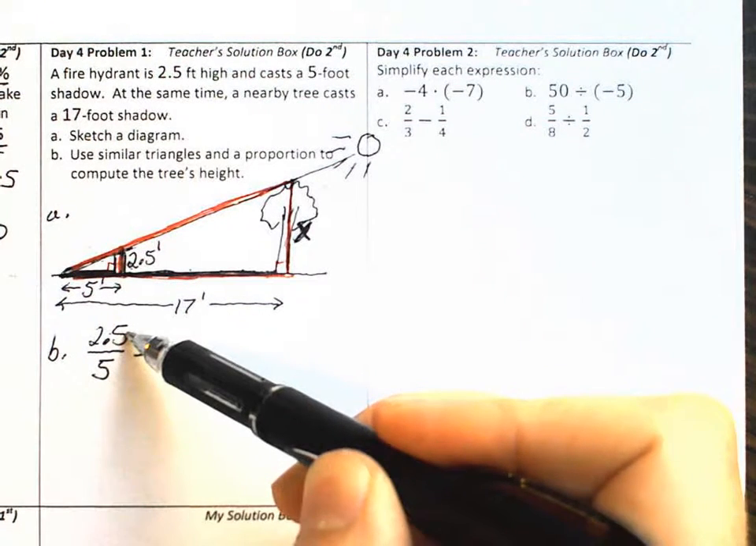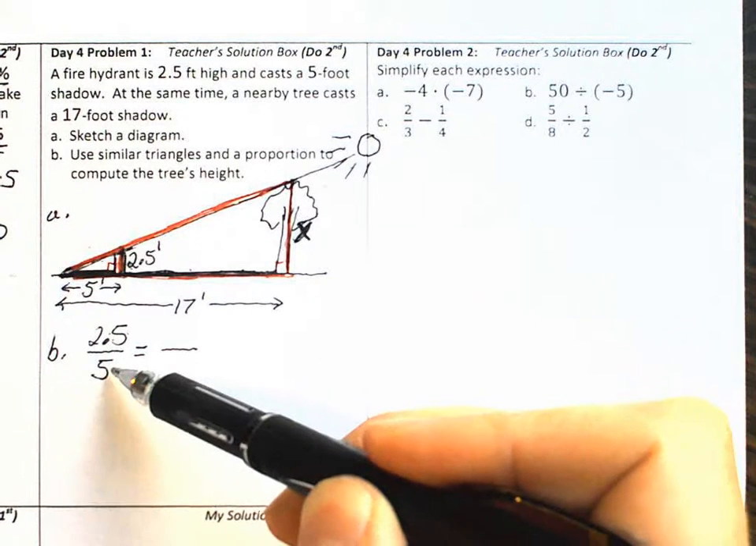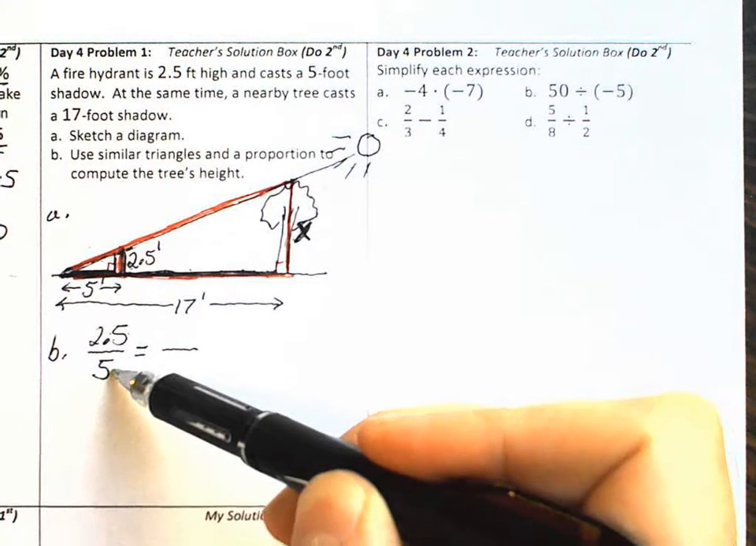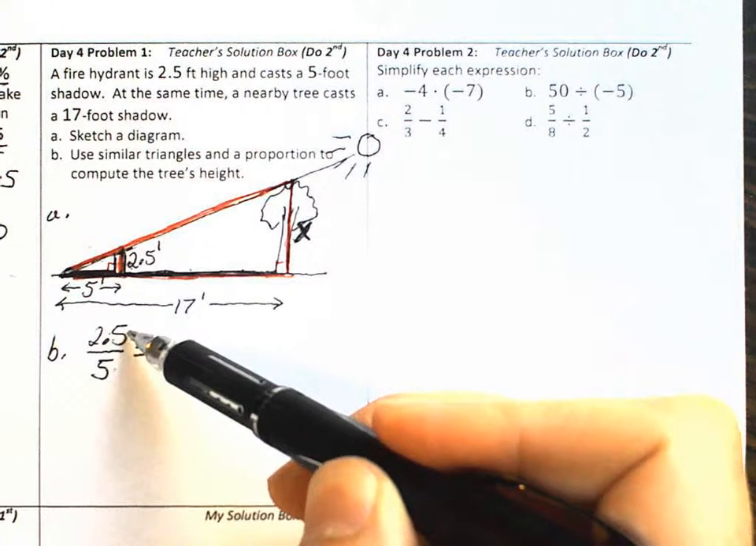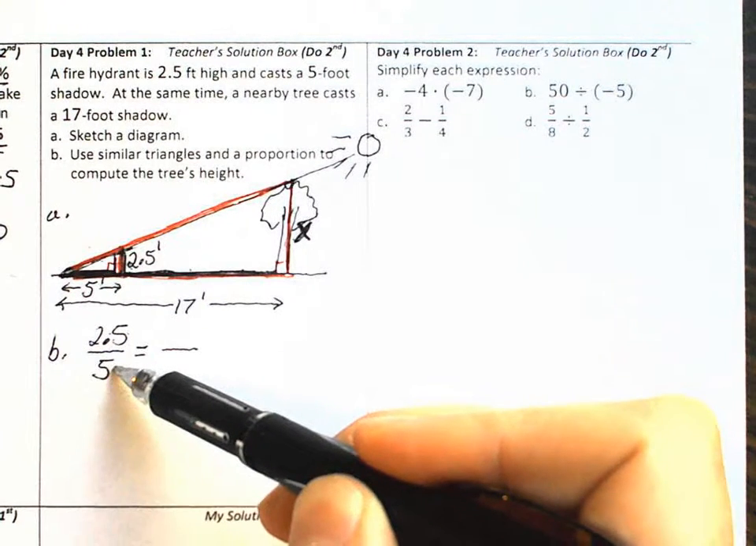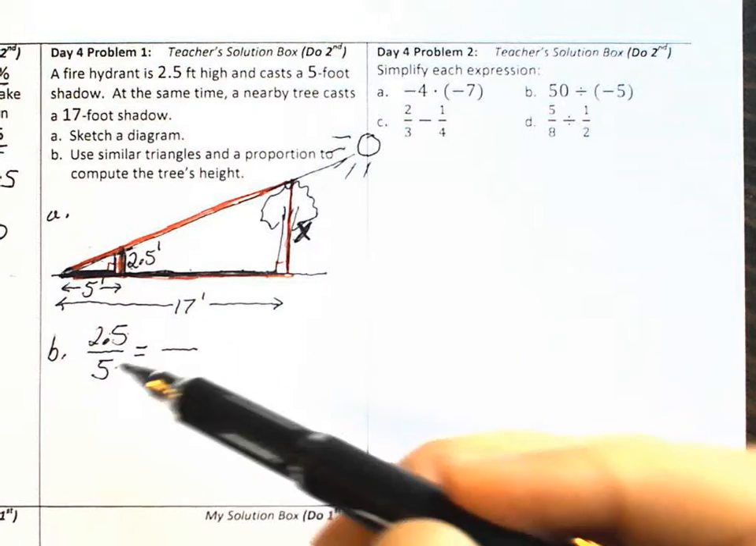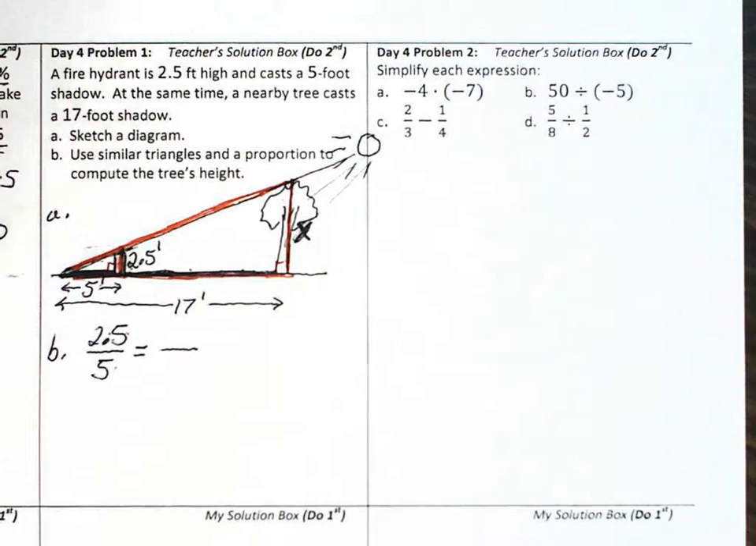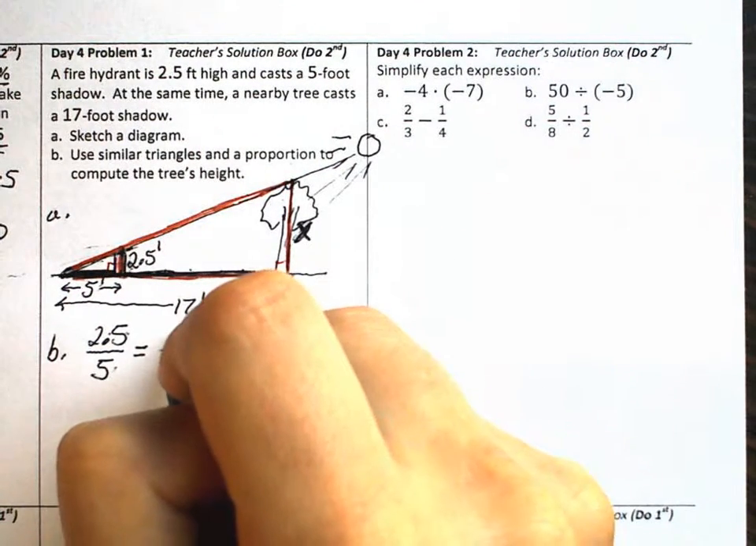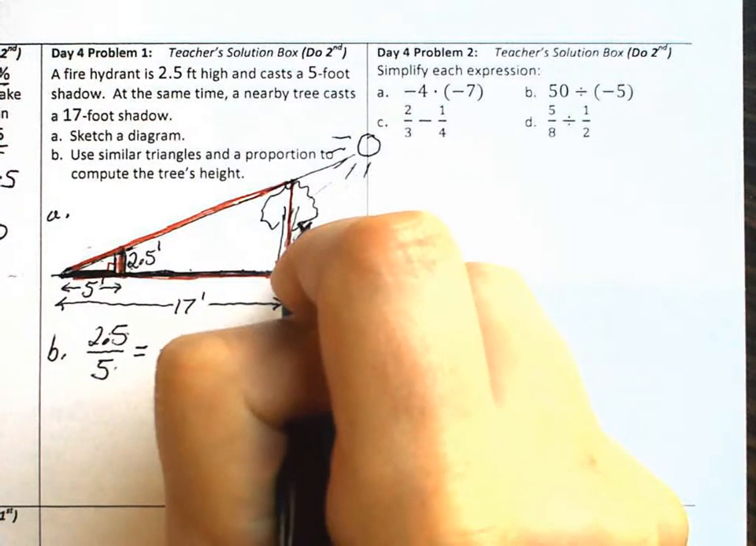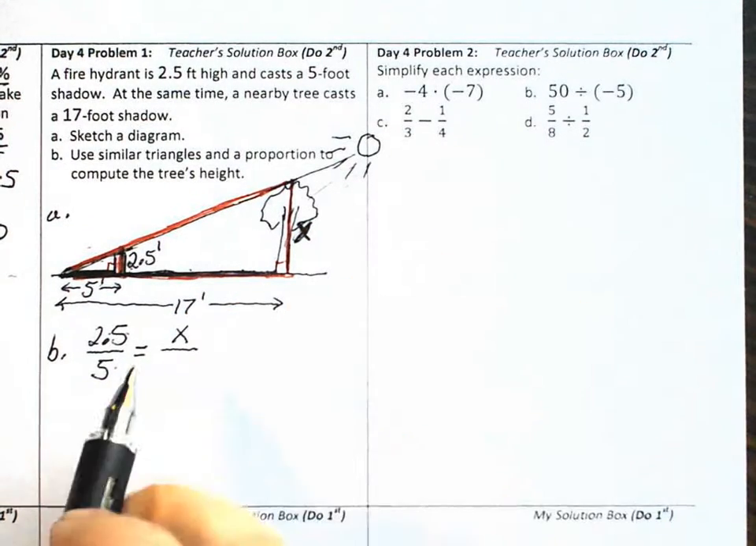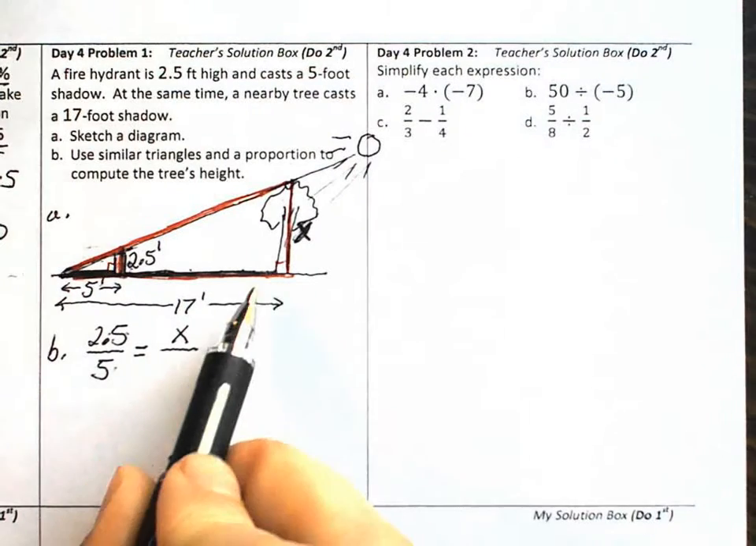I'm taking the height of the fire hydrant and putting it on top of the fraction, and I'm putting the shadow for the hydrant on the bottom. Just remember that order. The height on the top, the shadow on the bottom. Okay. Let's go over and look at the tree now. On top, the height of the tree. That's where we put X. And on the bottom, the shadow of the tree.